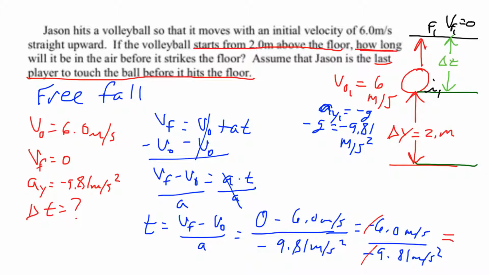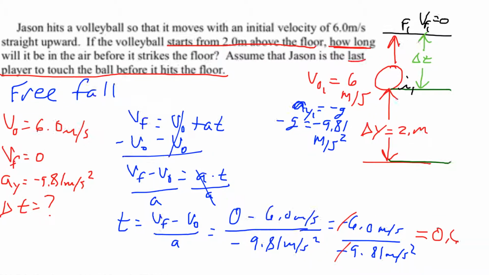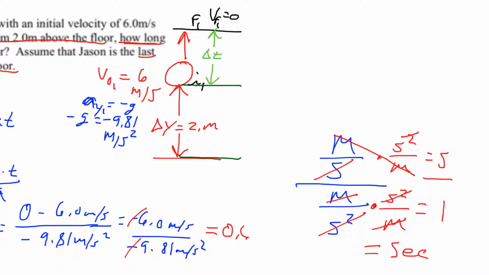Since we're trying to find an actual answer here, we've got to look back up at our givens, and I'll notice that all of the givens had 2 sig figs, so our answer has to have just 2 significant digits. So I'm getting 0.6116 blah blah blah.